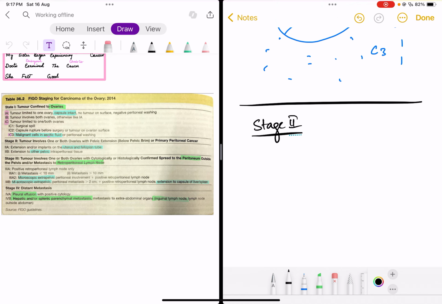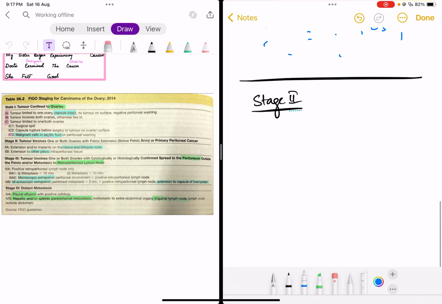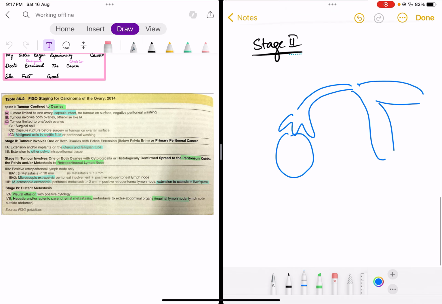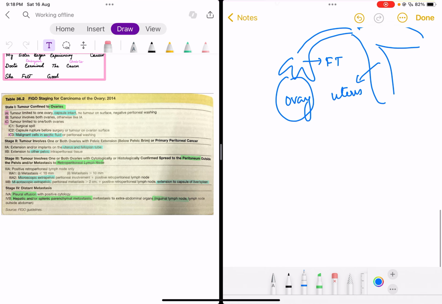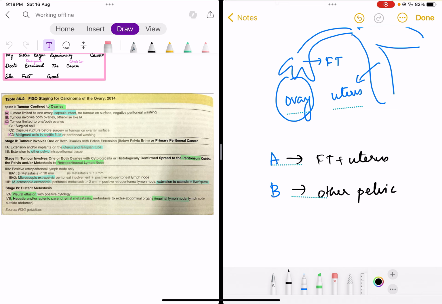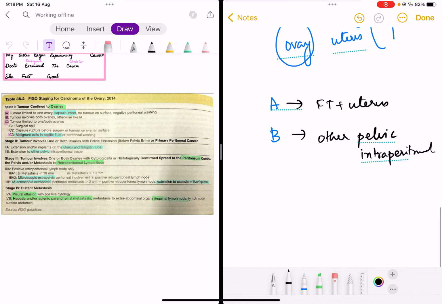Stage 2 generally involves the adjacent structures. So when we draw the diagram, what are the adjacent structures? This is your ovary. What is the adjacent structure? It's definitely your fallopian tube and it's definitely your uterus. So stage 2 has got again A and B. So A is extension to fallopian tube and uterus. B would be to other pelvic intraperitoneal tissues. It's not extrapelvic, it's just pelvic. Other pelvic intraperitoneal tissues. This is your stage 2.